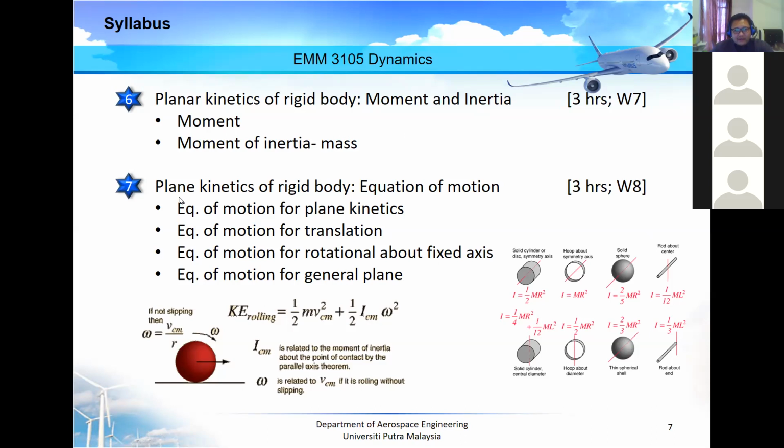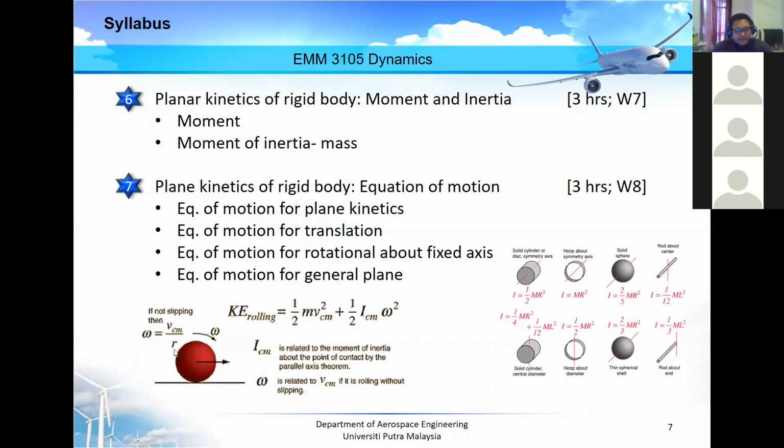Then planar kinetics of a rigid body. We will look into the equations. EQ stands for equation of motion for planar kinetics, and then equation of motion for translation, equation of motion for rotation about a fixed axis, and then equation of motion for general plane motion.